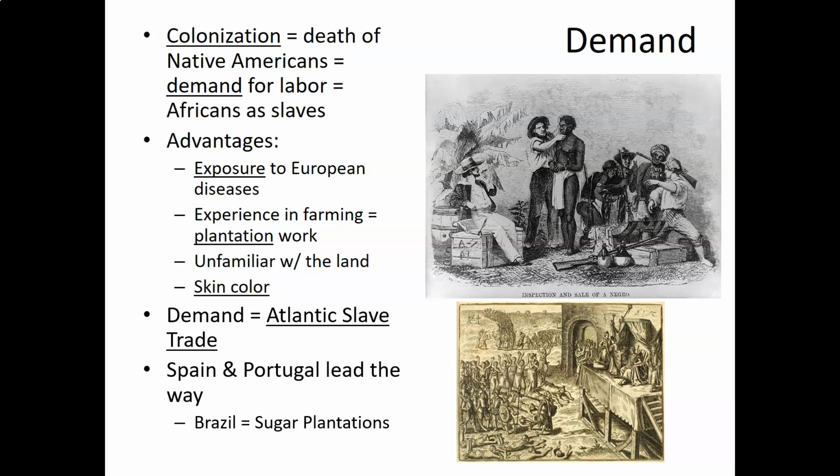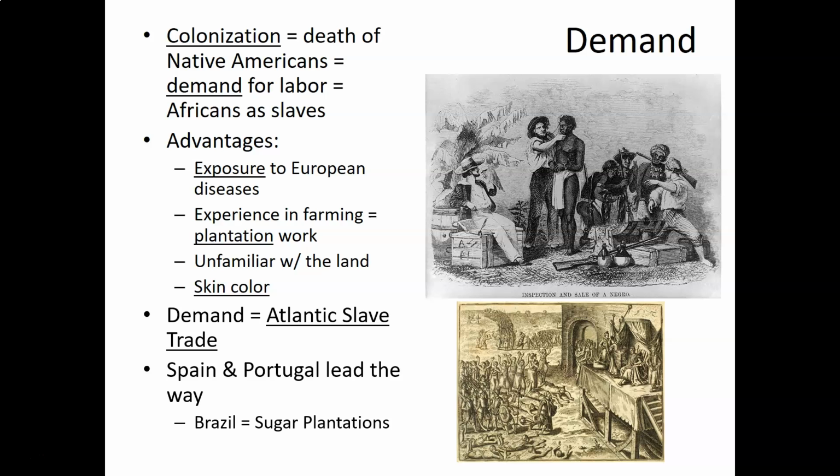And I want you guys to star these, make sure you understand these 4 reasons, because they're very, very important. Okay, 1, unlike the Native Americans, Africans have had exposure to European diseases. They're in the same area, they've had the same immunities that are built up. 2, they have experience in farming, particularly in the techniques that Europeans are used to. So they're actually used to some form of farming that's close to plantation work, if not the exact same. So you don't have to teach any new skills.